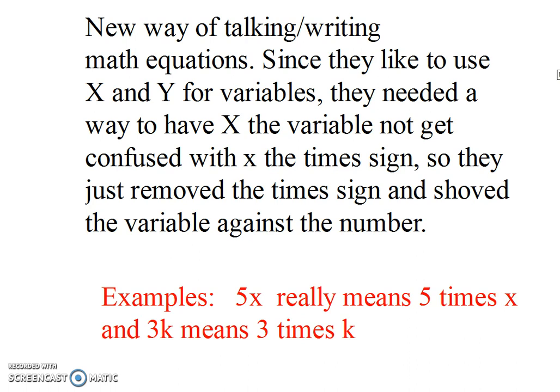First thing you need to know is that we have a new way of talking and writing math equations. Since they like to use x and y for variables, the math people needed a way to have x the variable not get confused with x the times sign. So they just removed the times sign and shoved the variable against the number. So when you see something like 5x, that really means 5 times x. And 3k would mean 3 times k.